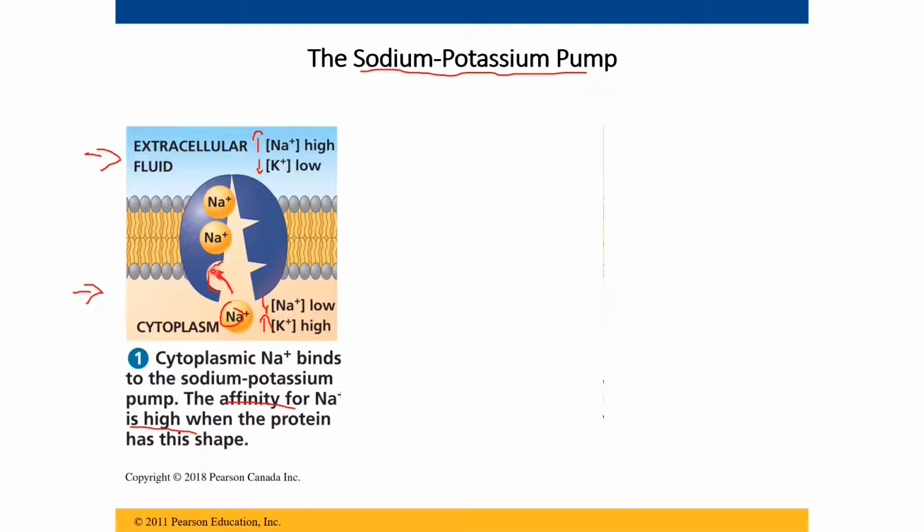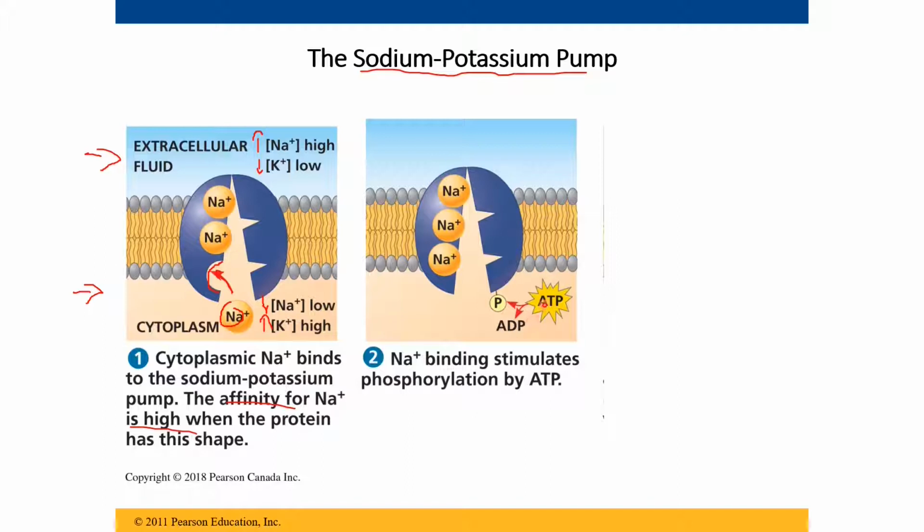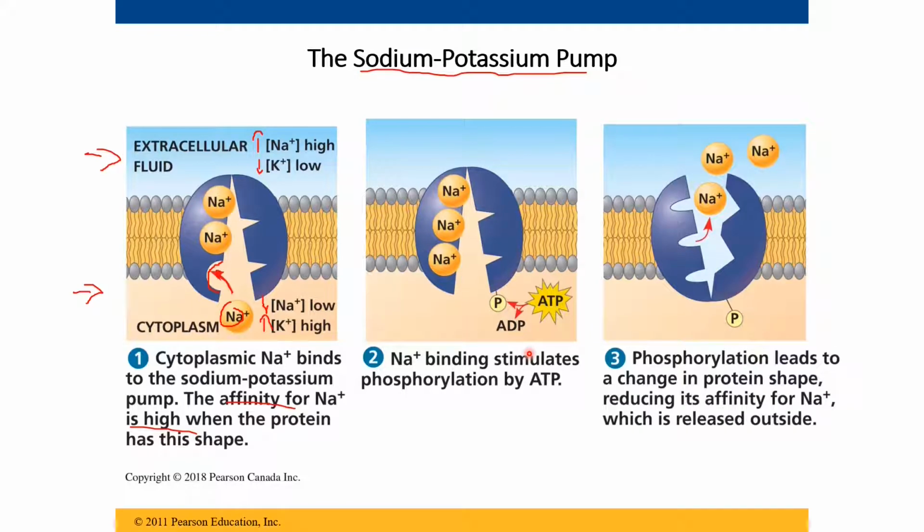And the next step that happens is that you spend ATP. As all these three molecules of sodium are attached to the protein, it will cause phosphorylation. And this will cause the third step, a conformational change. As the protein is phosphorylated, it will have a conformational change.